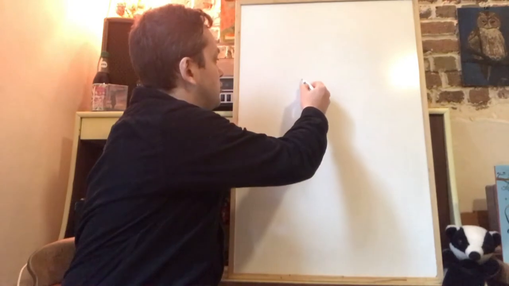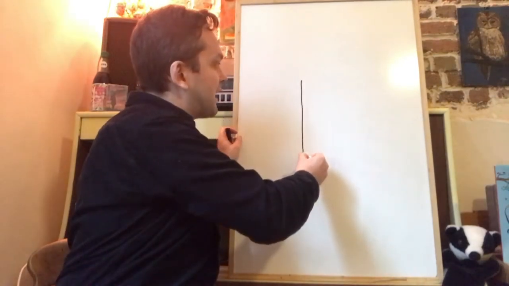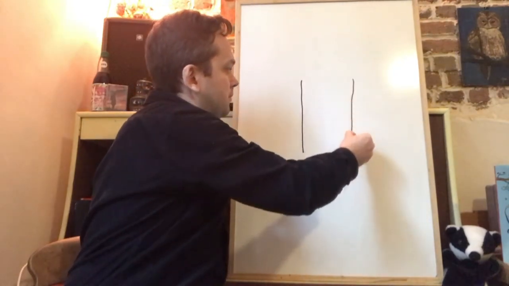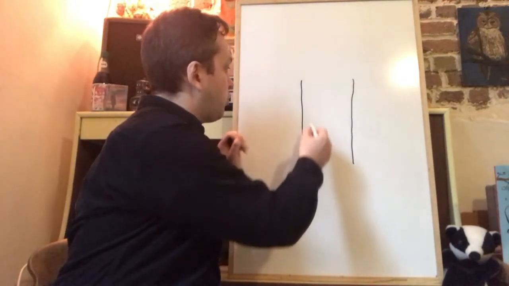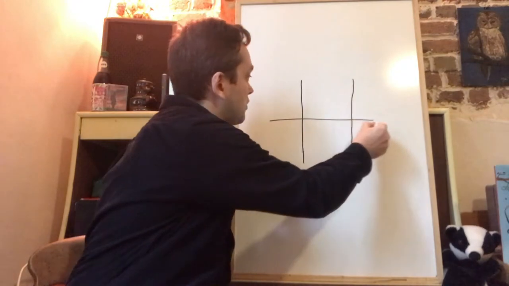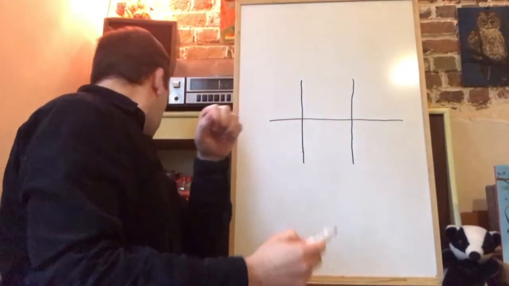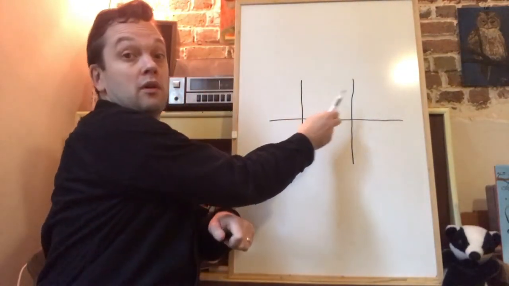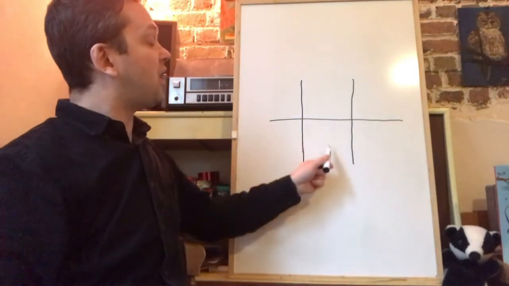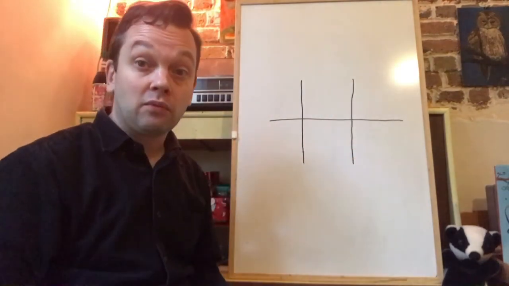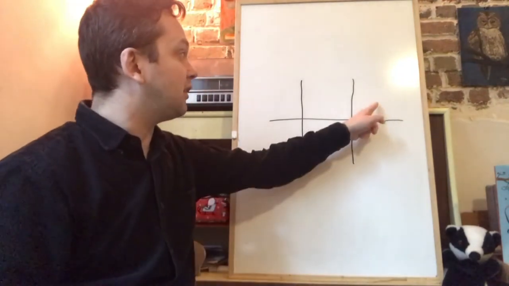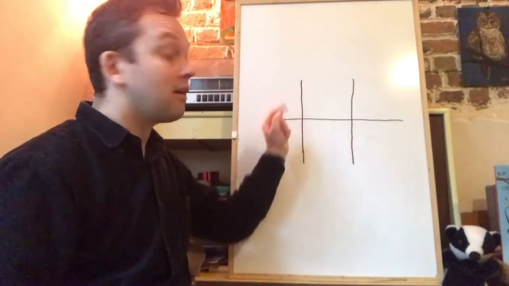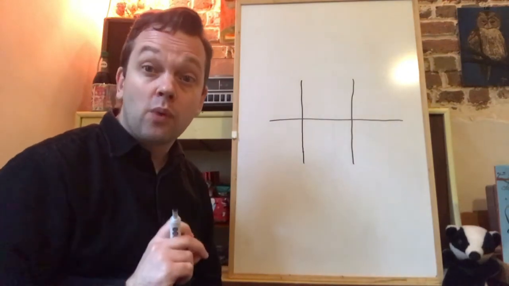Okay, you're going to draw two lines down, like this. And one across. That gives us 1, 2, 3, 4, 5, 6 boxes. Now, you can choose where you write the sounds. So you could write it here, here, here, here. You can start anywhere. Everyone will be different.